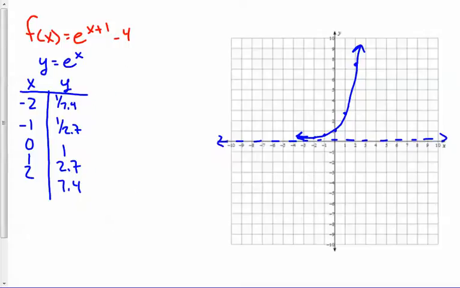Okay, so how is this graph transformed? It was moved left 1, and it was moved down 4. So each of these points that we graphed has to go left 1, and then down 1, 2, 3, 4. Then left 1, and down 4, for each remaining point.